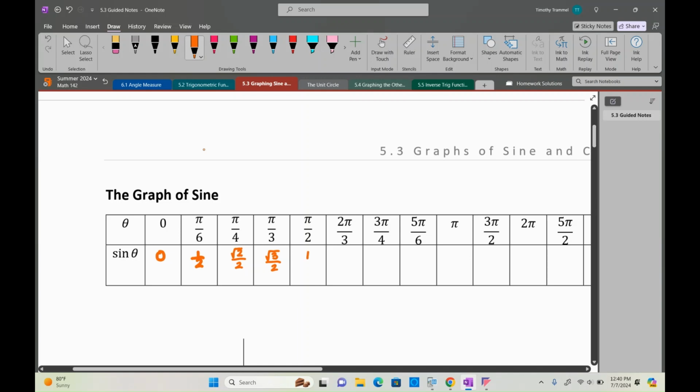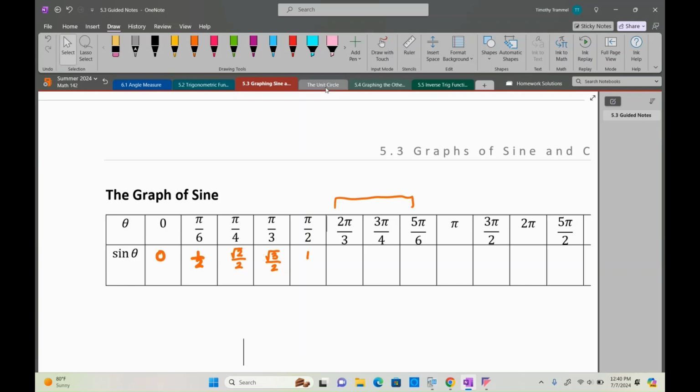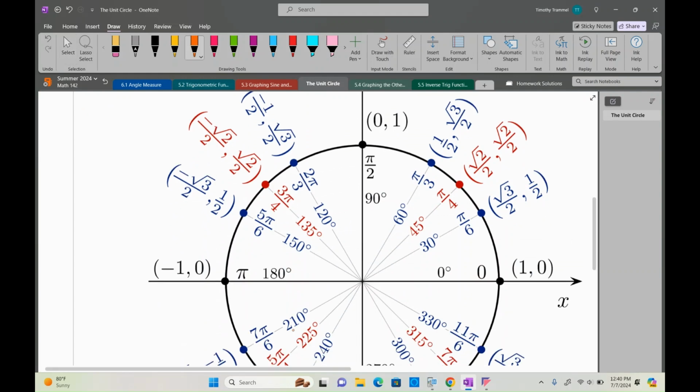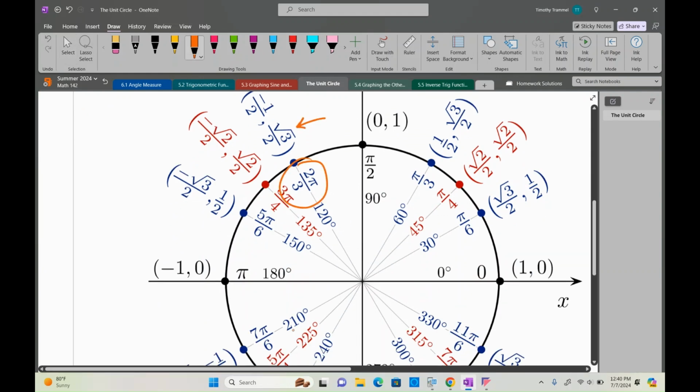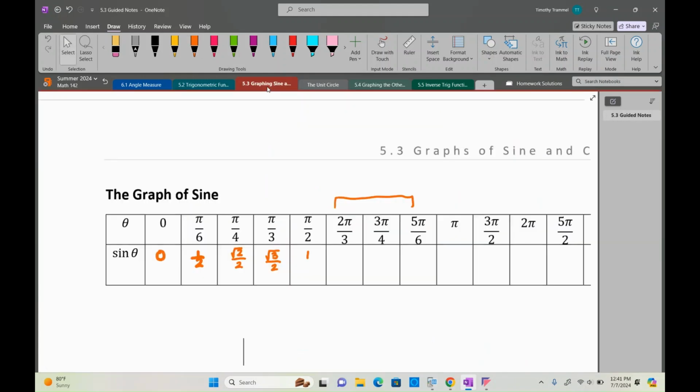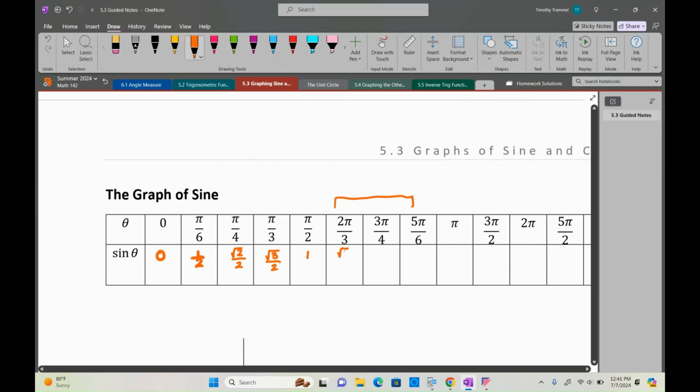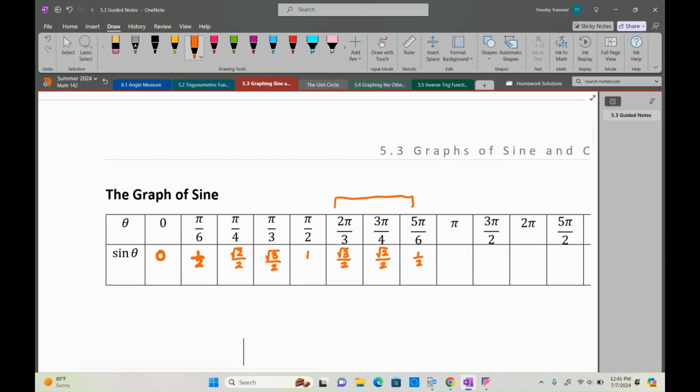So these were all the first quadrant angles, and now we're on to the second quadrant. If you don't remember these, of course, you can go to your unit circle. So for instance, we could look at sine of 2 pi over 3. Sine should be the y value here, right? So that's the square root of 3 over 2. We'll fill that in here. The next one should be the square root of 2 over 2. And lastly, sine of 5 pi over 6 will be 1/2. I'm going to do one more here before we start graphing. Sine of pi is 0.